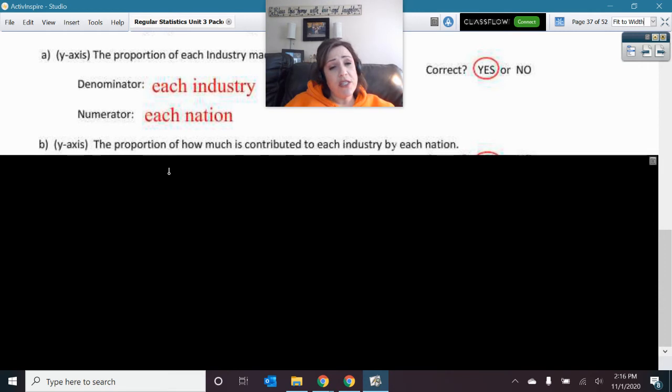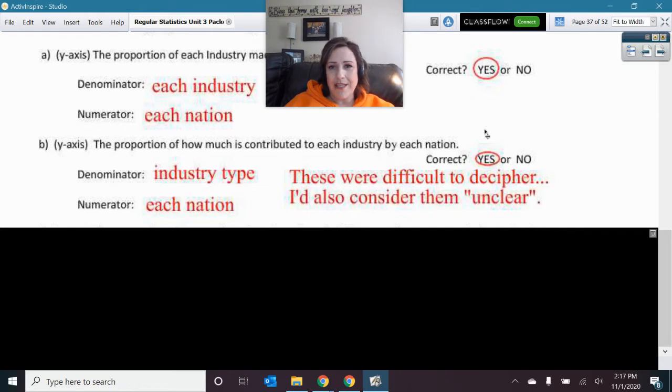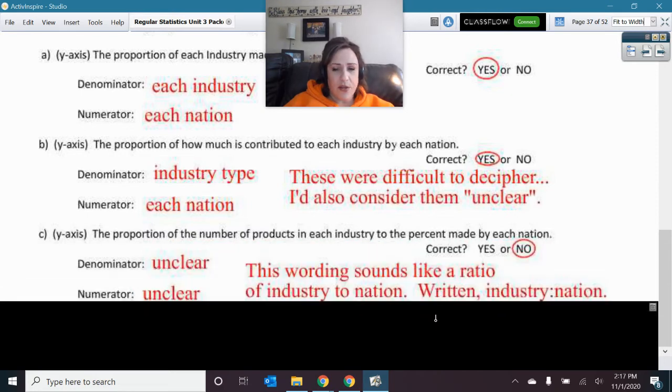This next one, the proportion of how much is contributed to each industry by each nation. That one was difficult. I mean, that one was kind of questionable. I think I probably would have given credit for that one, although it was kind of awkward. How much was contributed to each industry kind of says that that industry is the denominator, by each nation.